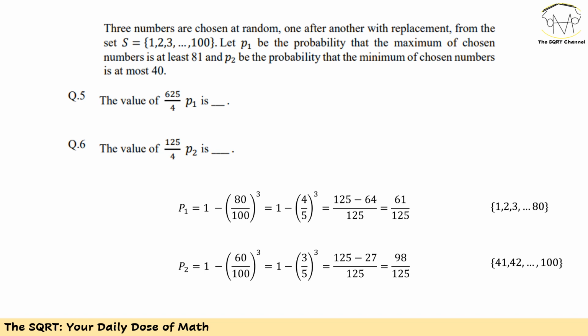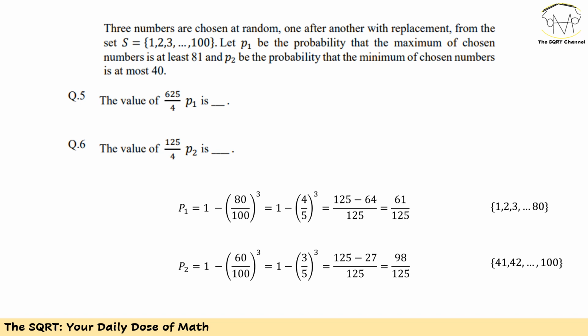To solve these problems, we first need to find P1 and P2. Let's talk about P1 for now. P1 is the probability that the maximum of the three numbers that we choose is at least 81.